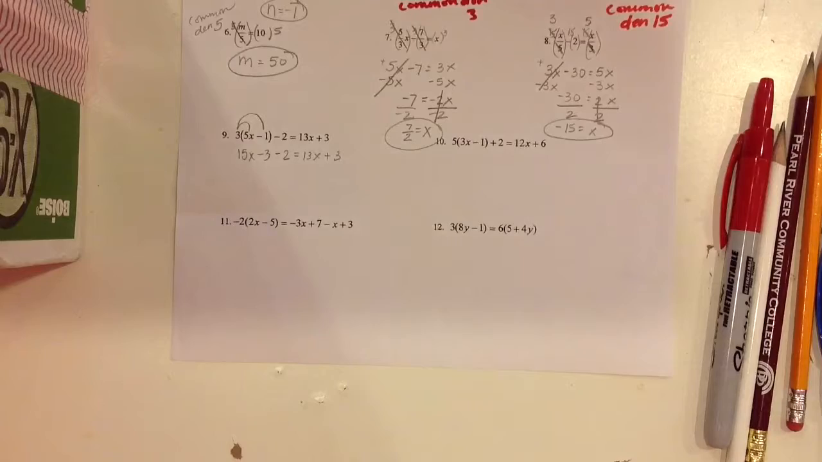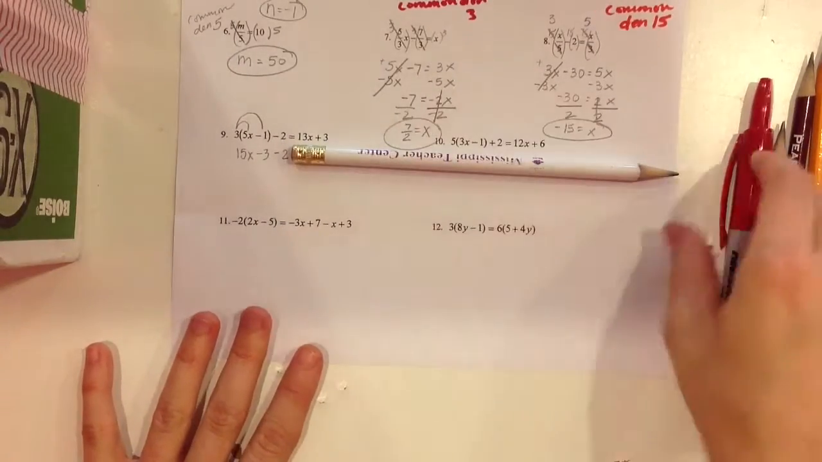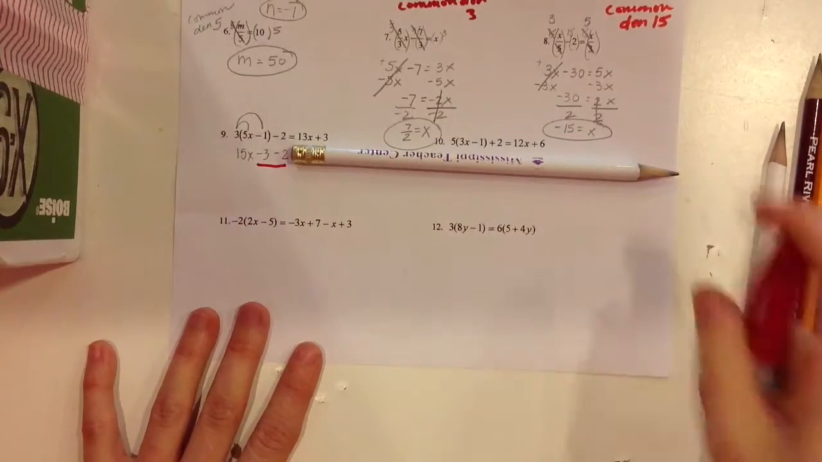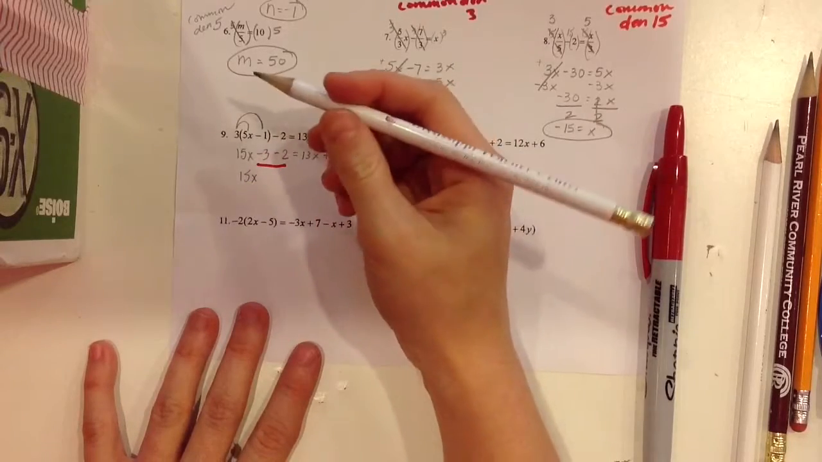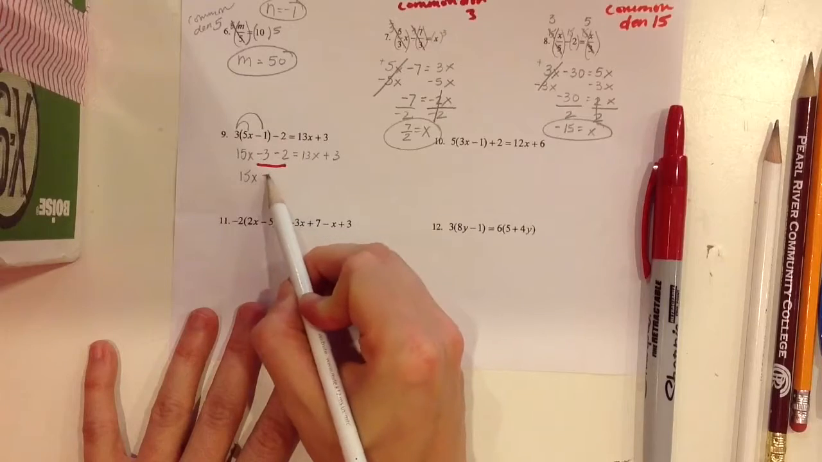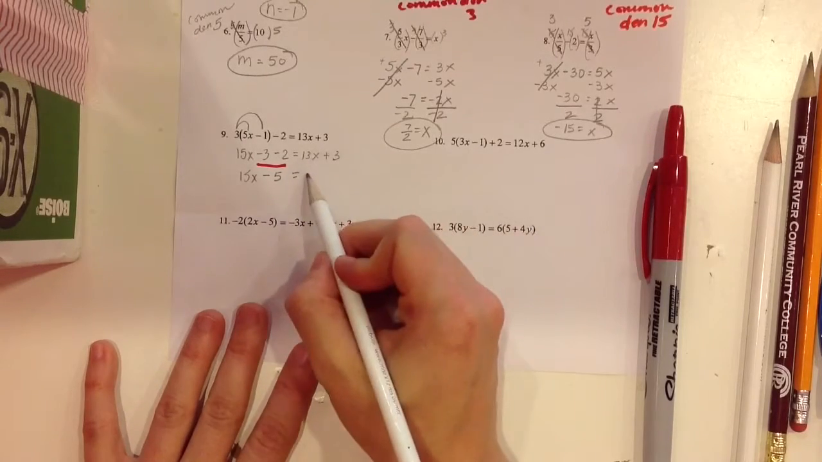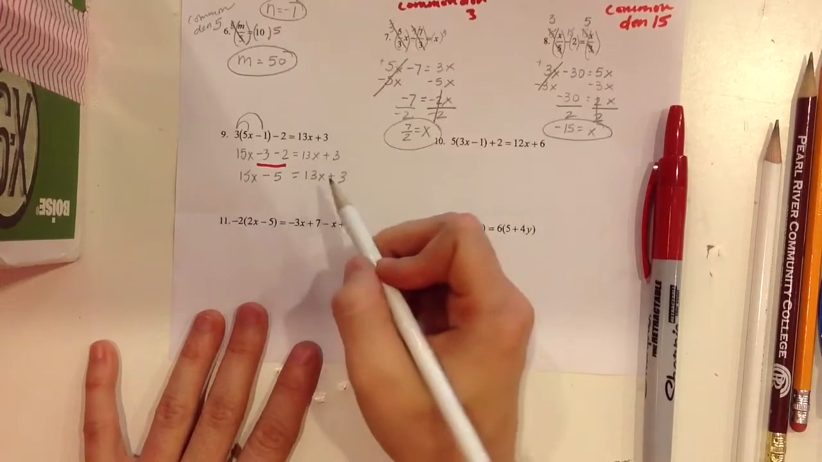Remember, you want to combine like terms before you go any further. And on the left side, there are like terms that I can combine. I can combine the negative 3 and the negative 2. That 15x is not like with anything, so it just comes down. I have negative 3 and negative 2, same sign, so I'm going to add and keep the sign. Bring down my equal sign, and bring down the 13x plus 3 because it's already in simplest form.